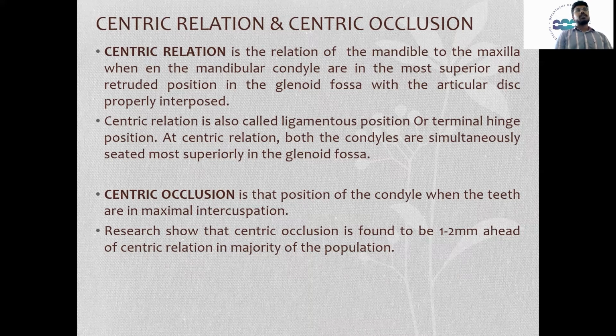The next terminology is centric occlusion. Centric occlusion is that position of the condyle when the teeth are in maximal intercuspation. A few researches done previously in the field of orthodontics show that centric occlusion is found to be around 1 to 2 millimeters ahead of centric relation in the majority of the population.